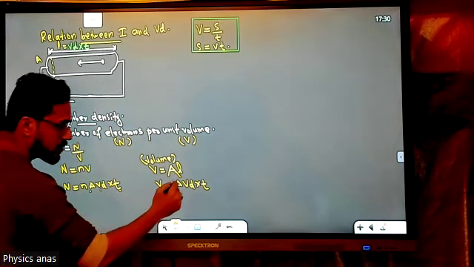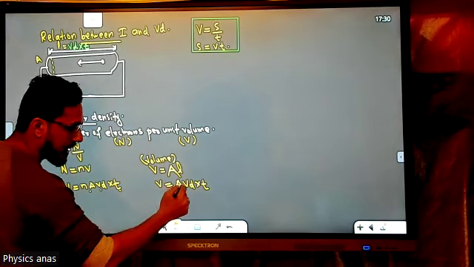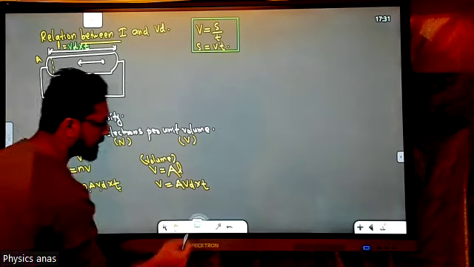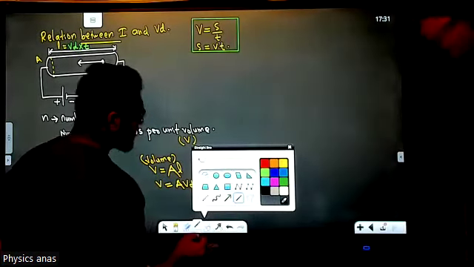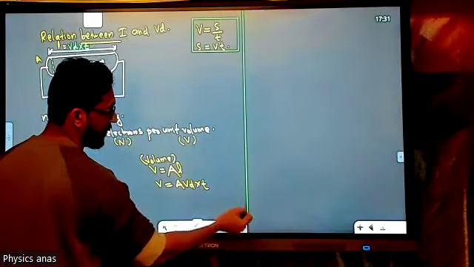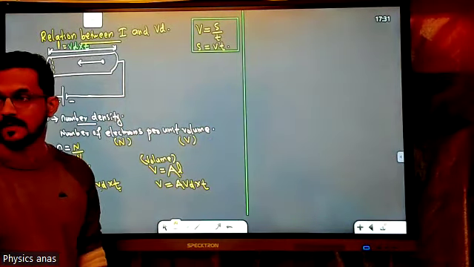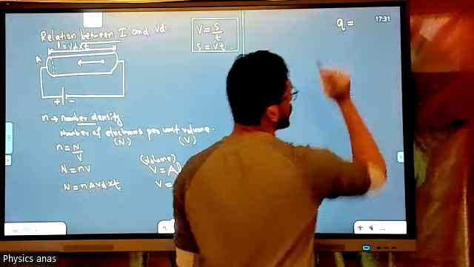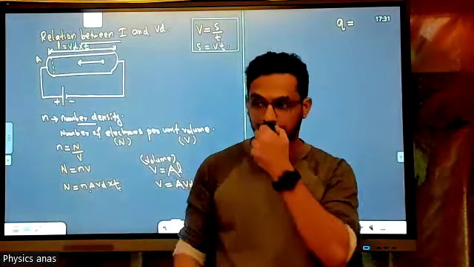So area into length is volume. You can write v_d into t for length. And this is the number of electrons. If you have the number of electrons, what will be the charge? What is the relation between number of electrons and charge? How can you find charge if you have the number of electrons?